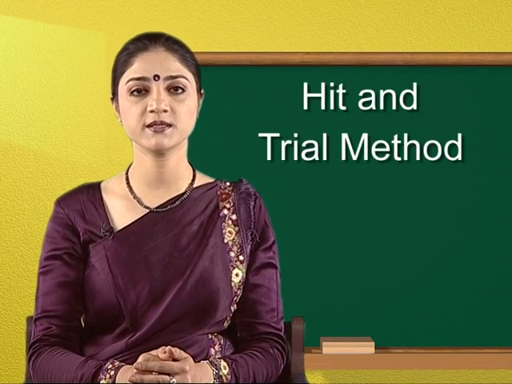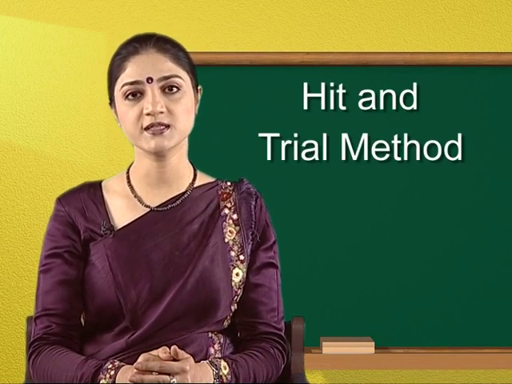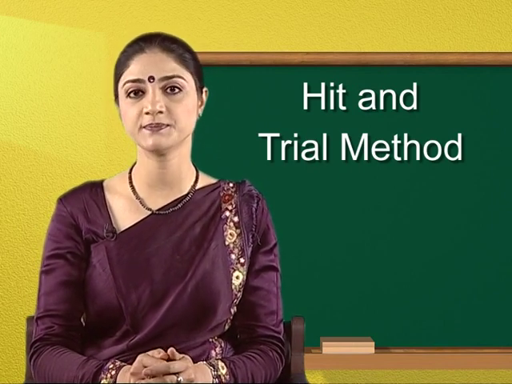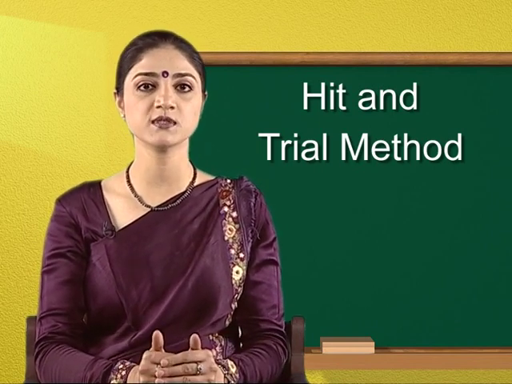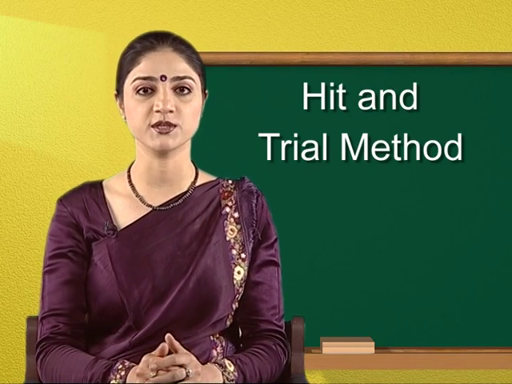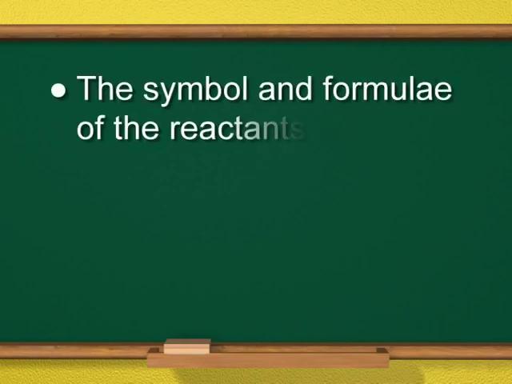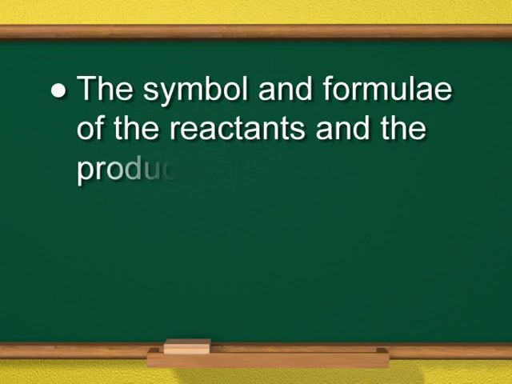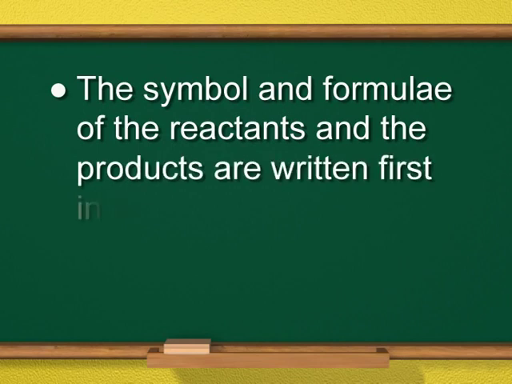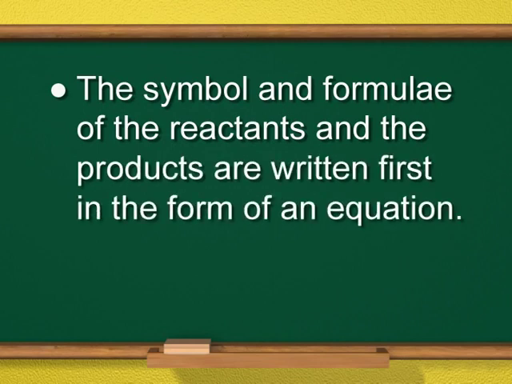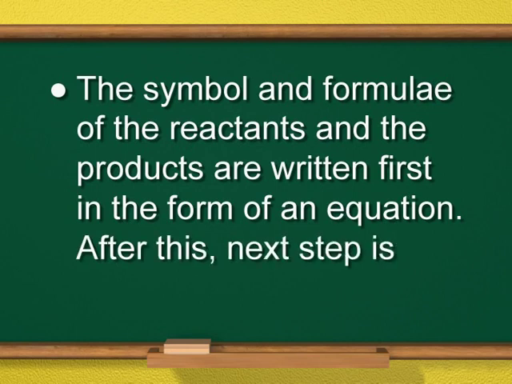Hit and trial method. Students, do you know how we balance chemical equations with the hit and trial method? Let us find out. In this method, we apply few rules for balancing a chemical equation. Let's discuss them one by one. The symbol and formulae of the reactants and the products are written first in the form of an equation. After this, next step is checked.